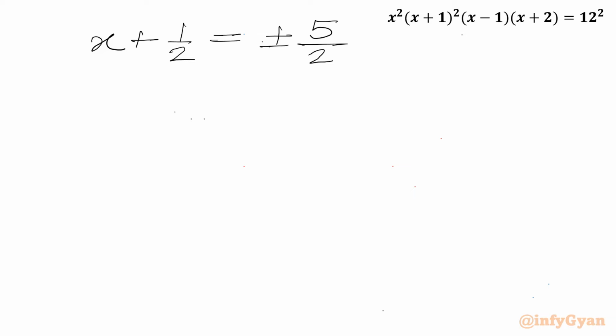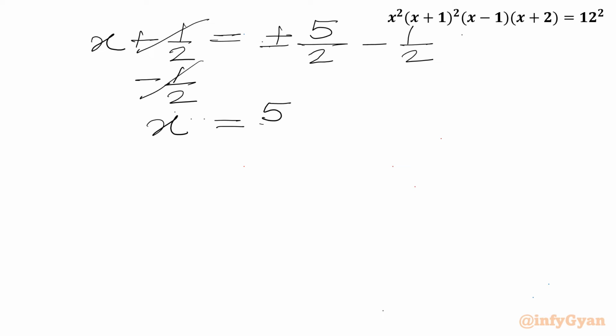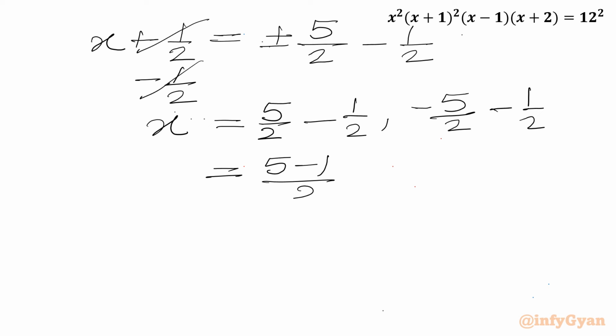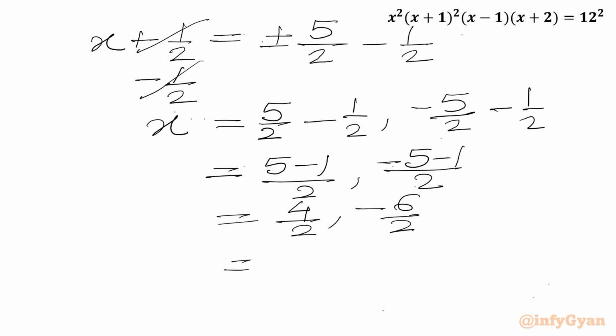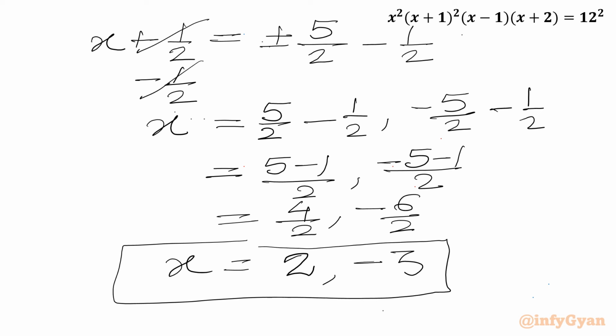Now subtract half from both sides. So I will write minus 1 over 2, minus 1 over 2. So this term will be over. I will write x equal to plus 5 over 2 minus half and minus 5 over 2 minus half. So I can write here 5 minus 1 over 2 and here I can write negative 5 negative 1 over 2, which will give us 4 over 2 and negative 6 over 2. So we can write here 2 and negative 3. x equal to 2 and negative 3.